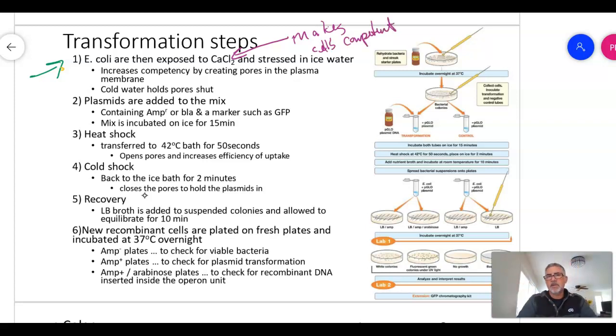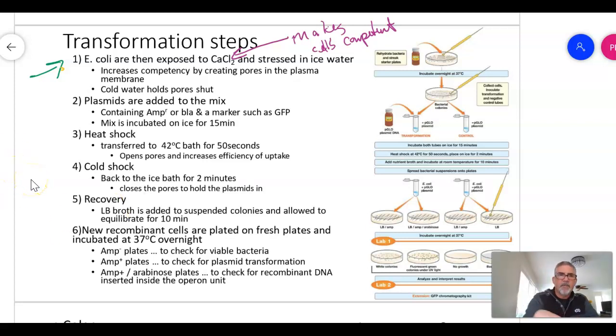Right, it's going to make my cells competent and create pores, right? But then I'm going to put them in ice water, and I'm going to put it in ice water because what I want to do is hold those pores shut, right? It'll decrease the amount of growth I have right now because I'm in a log phase. I want to just stay in that log phase. So I'm going to decrease the metabolism, but I'm going to hold the pores shut until I'm ready to give it plasmids, right?